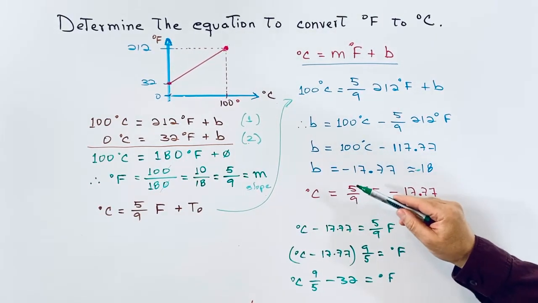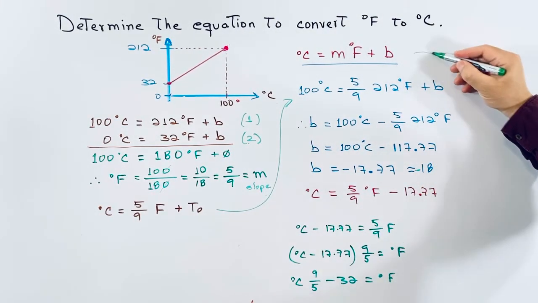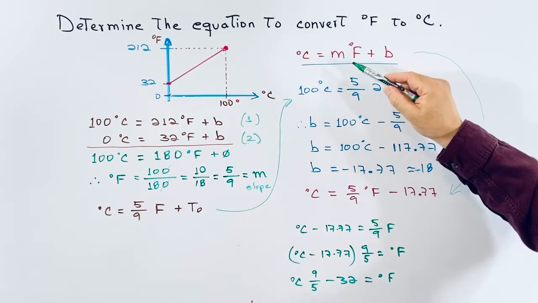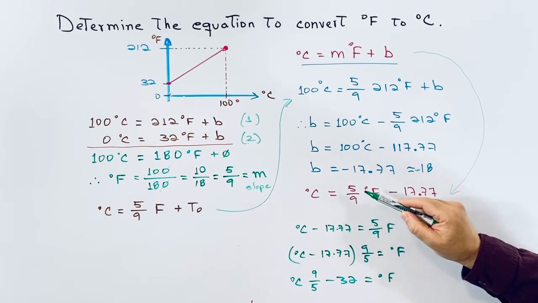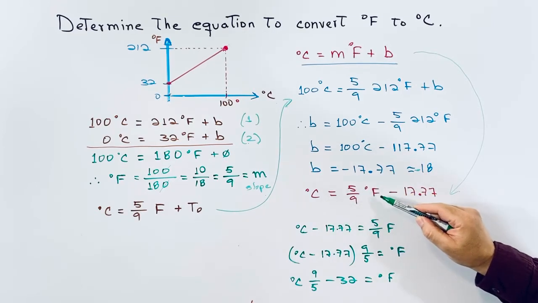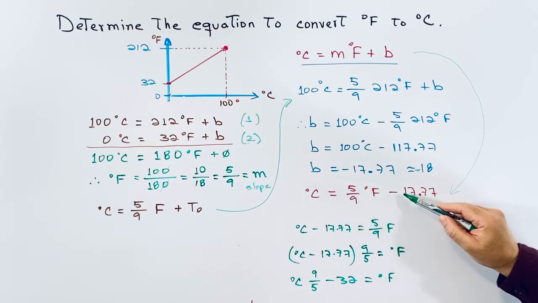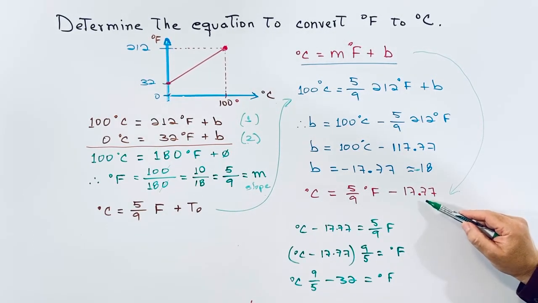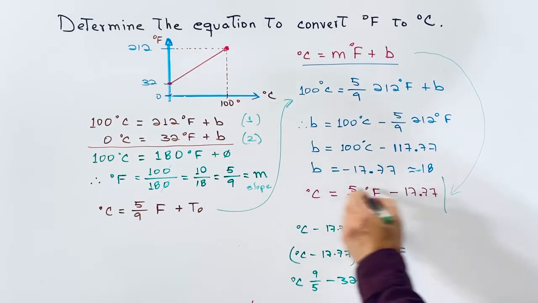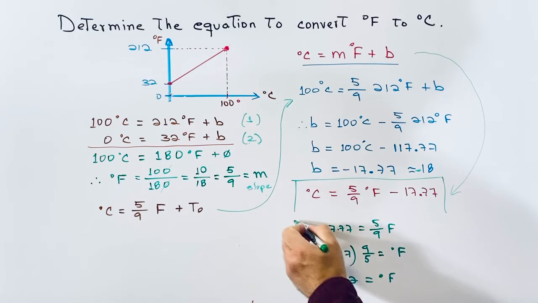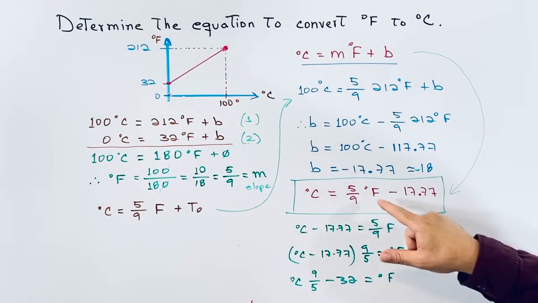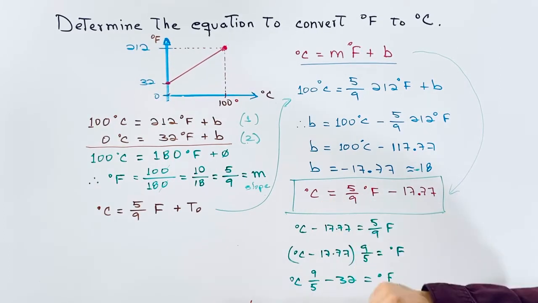Therefore, to establish our equation in another format, we can say that the Celsius degrees is equal to m, we know m, 5/9 times Fahrenheit, minus 18, or this fraction. So we can say this is our formula to convert Fahrenheit to Celsius. If we know the Fahrenheit, we put them in here and we get Celsius.